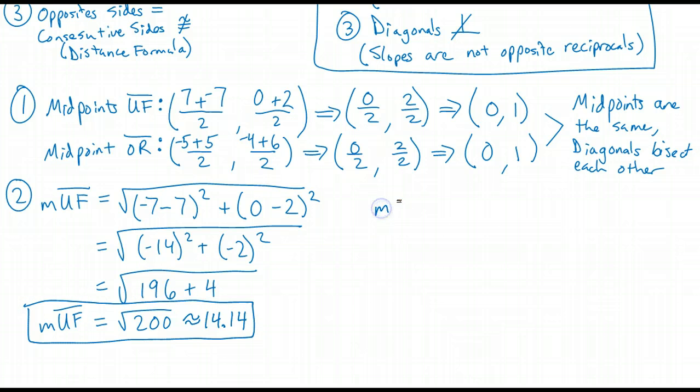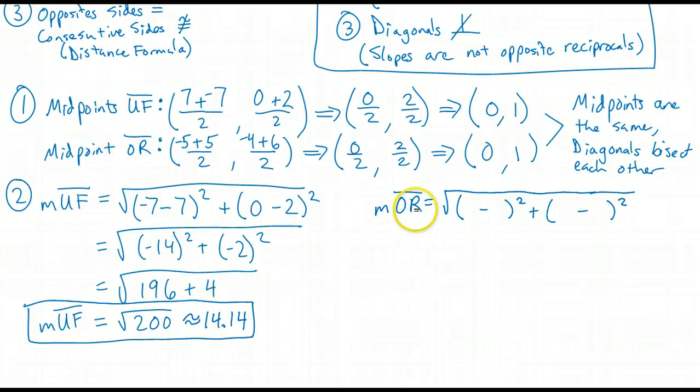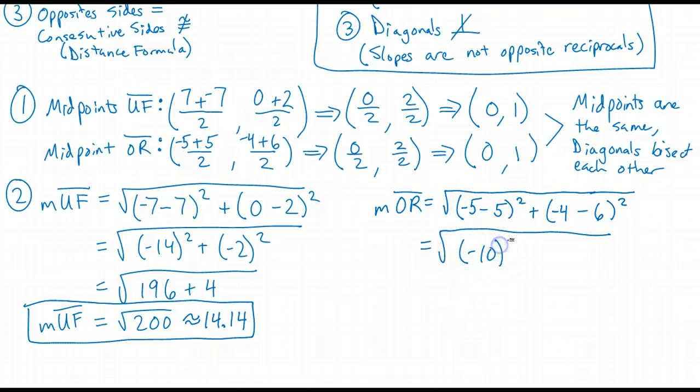Now I need to find the measure of OR. To find the measure of OR, I'm going to use the distance formula. Subtract my x's and square that, plus subtract my y's and square that. So I look at the ordered pairs for O and R, and I write down my x2 and my x1, and my y2 and my y1. And then I do that math. Negative 5 minus 5 is negative 10. Negative 6 minus 6 is also negative 10.